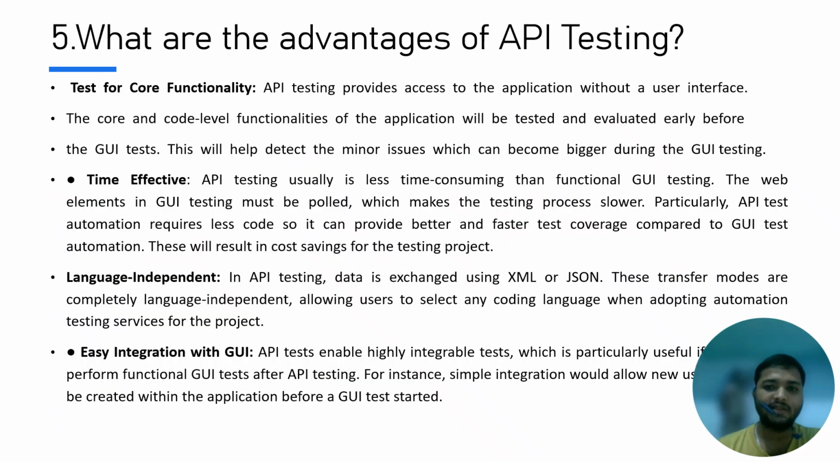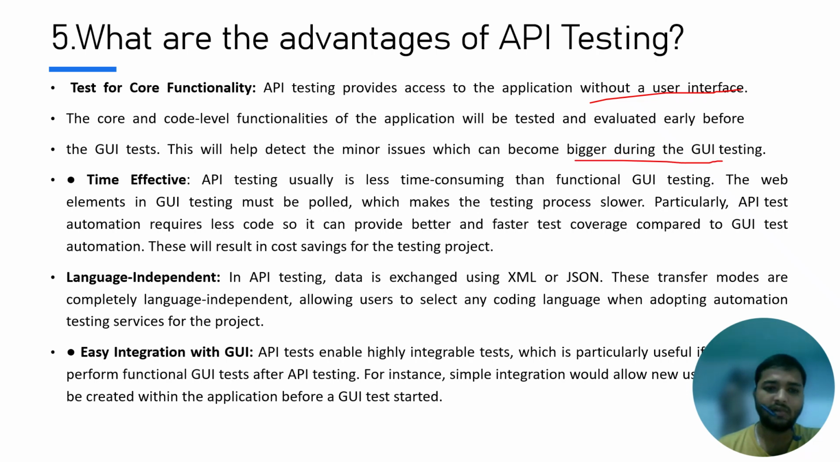What are the advantages of API testing? Test for core functionality. API testing provides access to the application without a user interface. The core code-level functionality of the application will be tested and evaluated early, before the UI test. This will help detect minor issues which can become bigger during GUI testing.